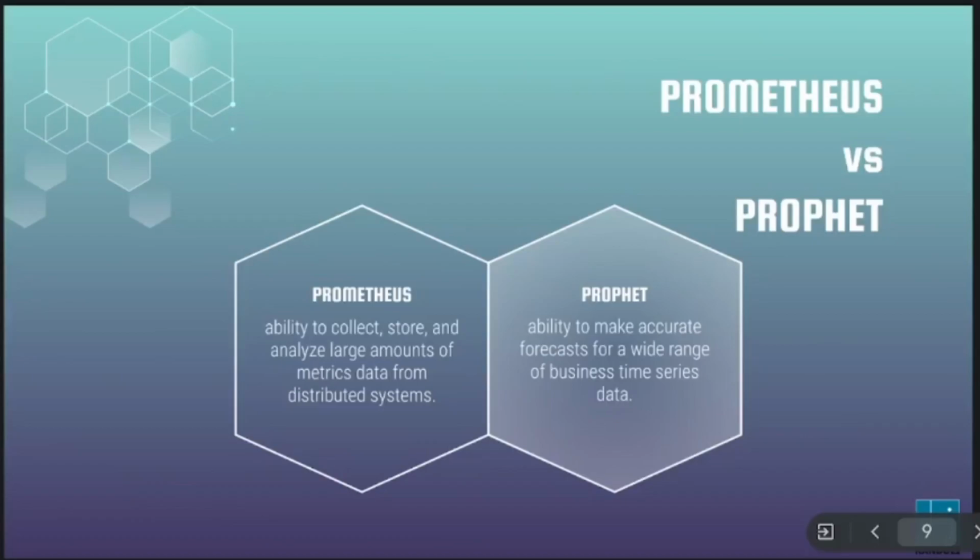Another option is that Prometheus could be used to collect and store metrics from various sources such as application performance data, system logs, and network traffic. This data could then be fed into Prophet for analysis and forecasting in order to identify trends, patterns, and anomalies that may indicate potential issues or opportunities.